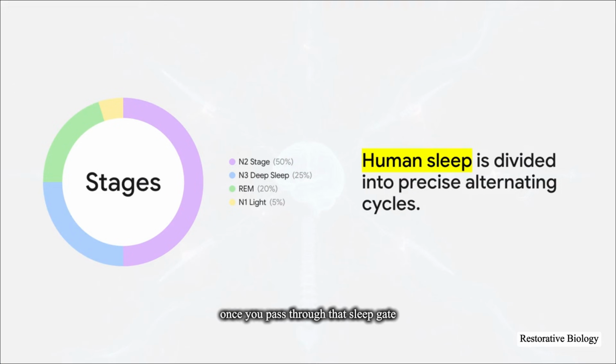Once you pass through that sleep gate, your rest is definitely not just one uniform block of unconsciousness. Your brain orchestrates these highly active, alternating phases. In precise 90 to 110-minute cycles, you transition through N2 sleep, which is crucial for filtering out environmental noise, down into N3 deep sleep. N3 is where the magic happens: massive tissue repair, metabolic clearance, and basically washing your brain of toxins. And finally, you move into REM sleep, which is absolutely critical for emotional processing and memory consolidation.